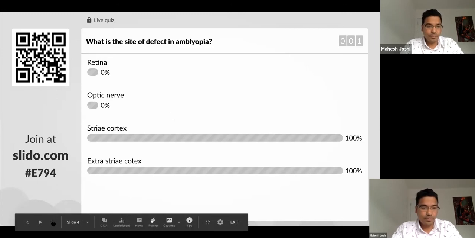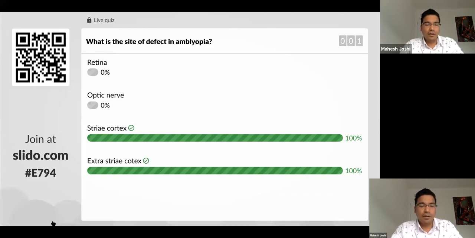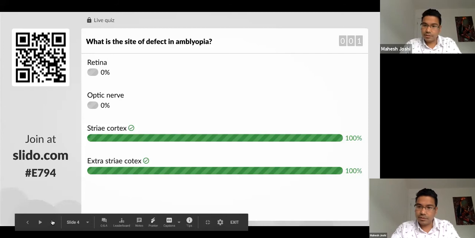So that is the correct answer. We know that the retina and optic nerve are normal in amblyopia, and the defect lies in the primary visual cortex and beyond that as well.